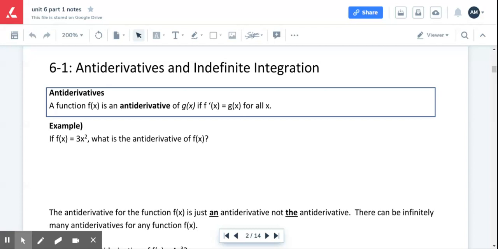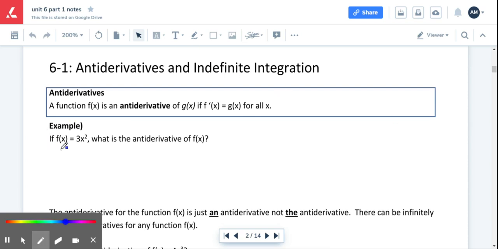All right, in this unit, we're starting antiderivatives, which is exactly what it sounds like. It's the opposite of a derivative. So an antiderivative: a function f is an antiderivative of g of x if f prime of x equals g of x. So again, this is just the opposite of taking the derivative.